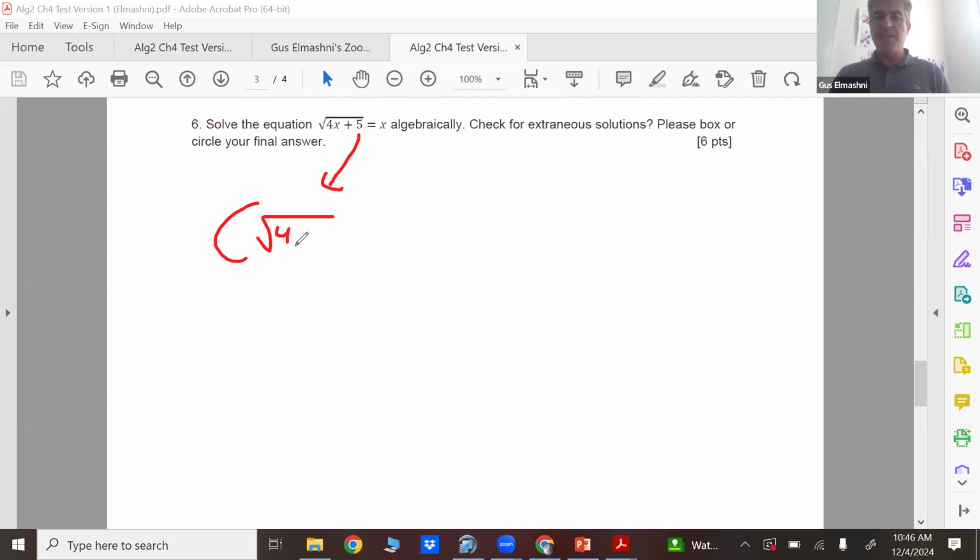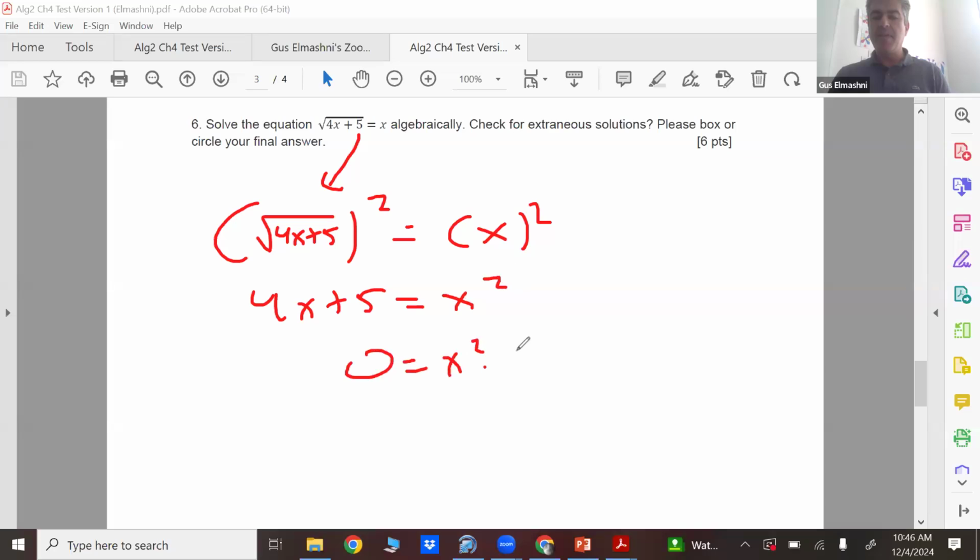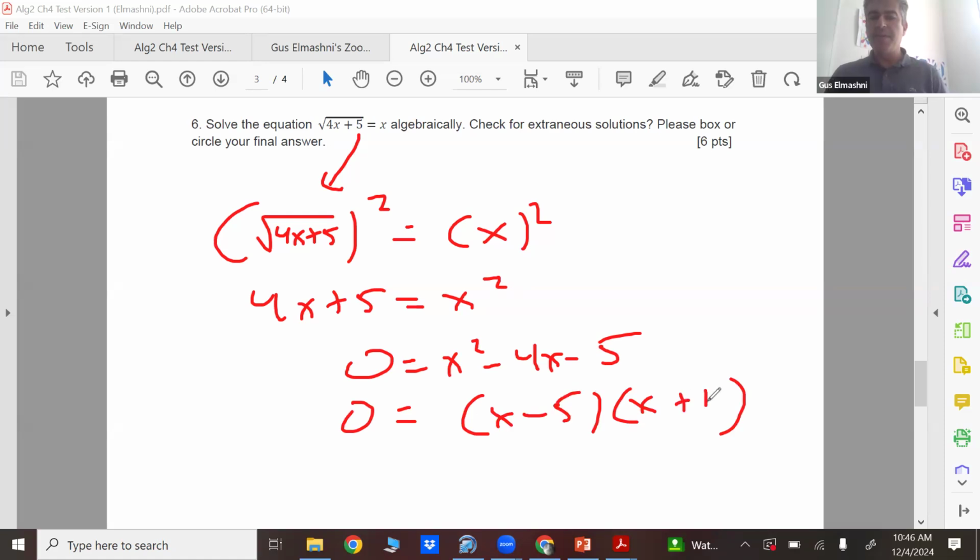No idea is not a good strategy. Square both sides, yes. That sounds better. Square both sides. So you should get that, right? And then you get this. And then you solve. Perfect. Thank you, Eloise. Yes.